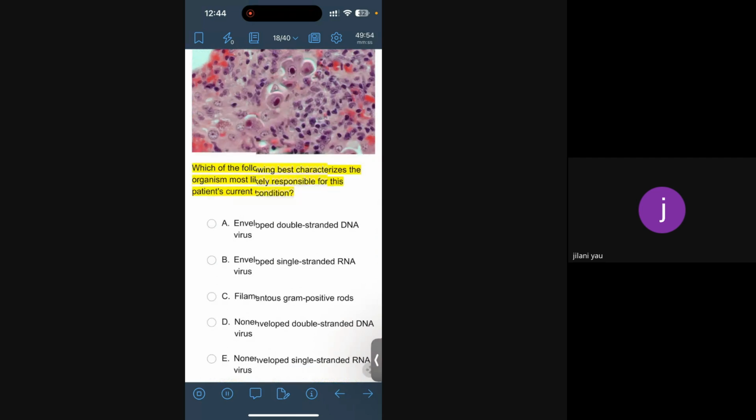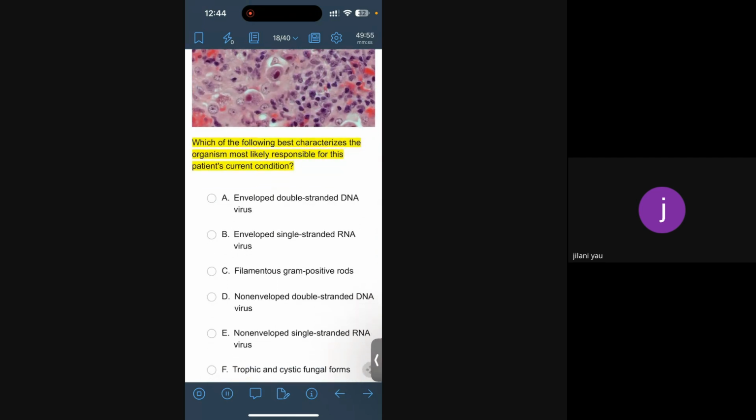Which one is going to be the right answer? Filamentous gram-positive rods, trophic and cystic fungal viruses, enveloped double-stranded DNA viruses. Filamentous gram-positive rods are what? Can you name them? Can you tell me the names?